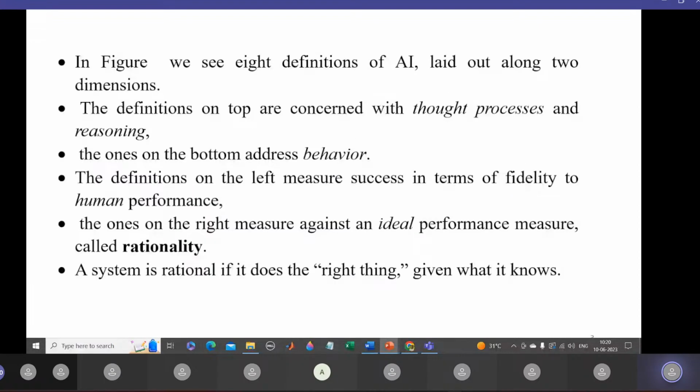Here we have a figure. We have 8 definitions of AI, given in 2 dimensions. The top is concerned with thought processes and reasoning, and the bottom addresses behavior. The left measures success in terms of fidelity to human performance. The right measures ideal performance, that is rationality. When you say rational, it means doing the right things.